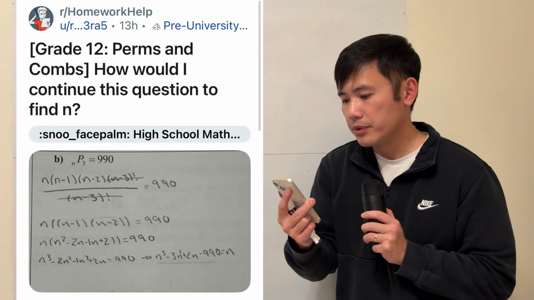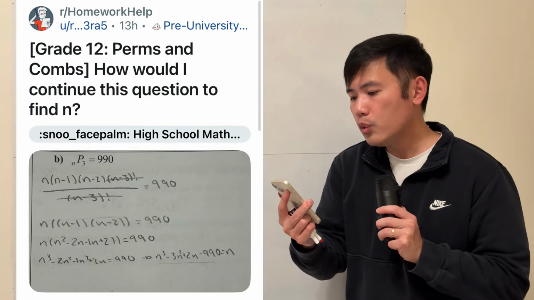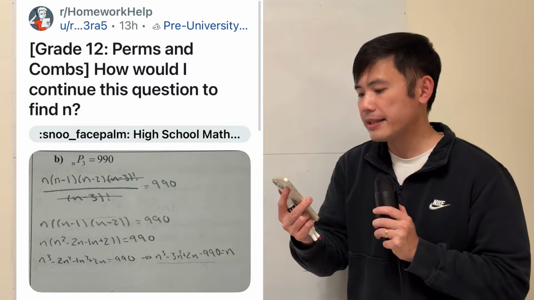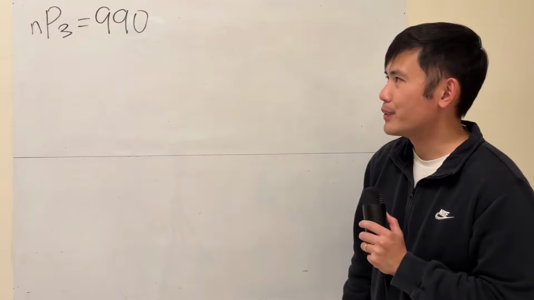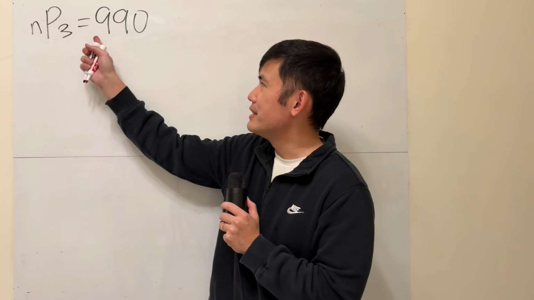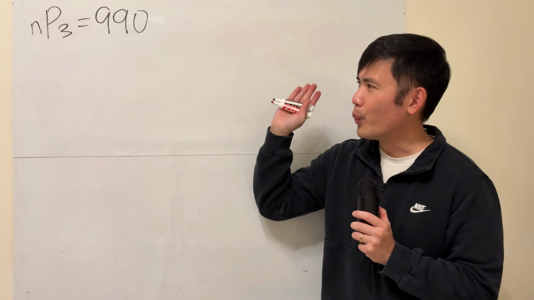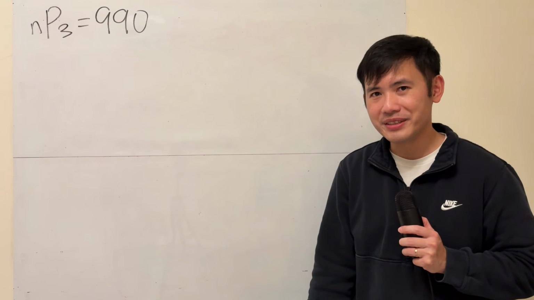Grade 12, permutations and combinations. How would I continue this equation to find n? Okay, let's have a look. We are solving nP3 equals 990. So what does the P mean? How can we compute it?